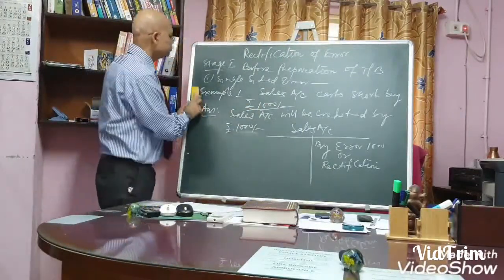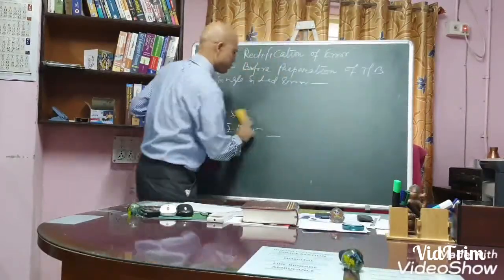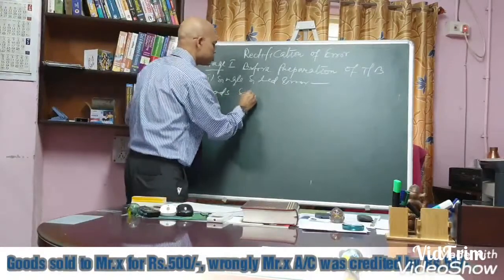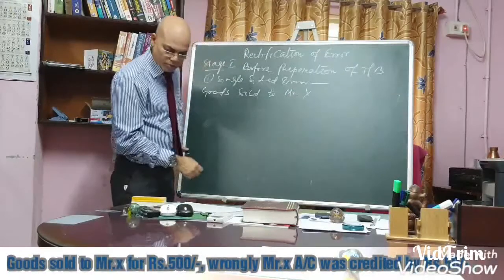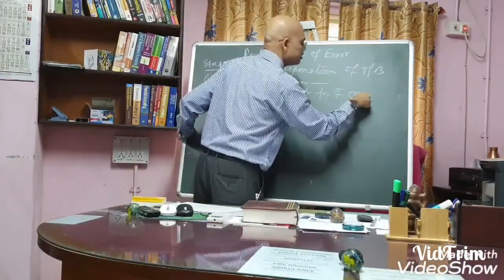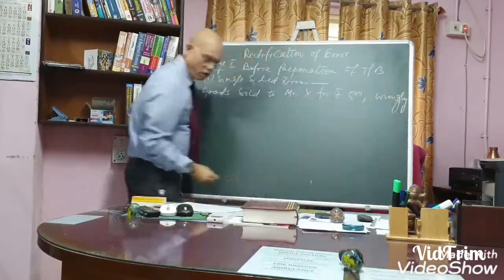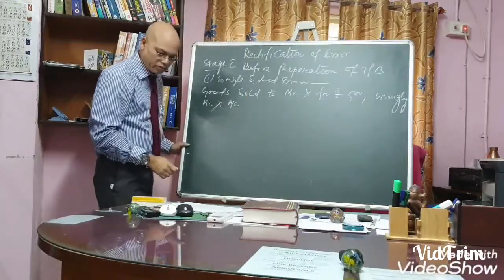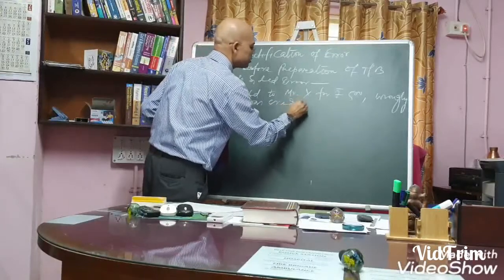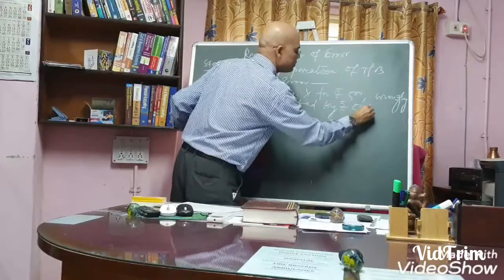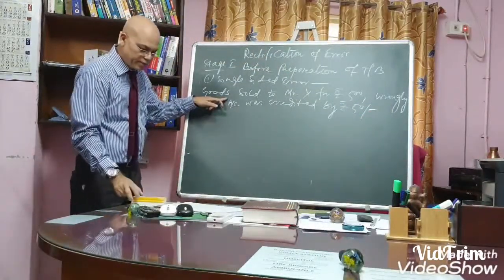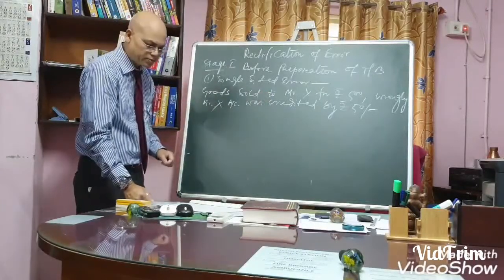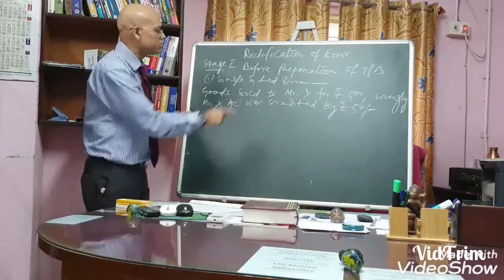Now, I give you a second example. Goods sold to Mr. X for rupees 500, but wrongly Mr. X account was credited by rupees 50. That is, if the goods are sold, the journal entry should have been Mr. X account debit to sales. Mr. X account should be debited by rupees 500 to sales.